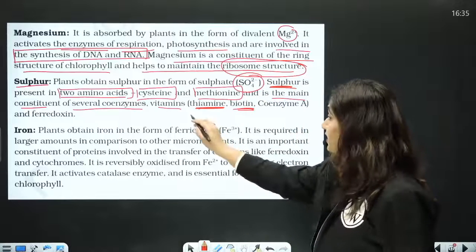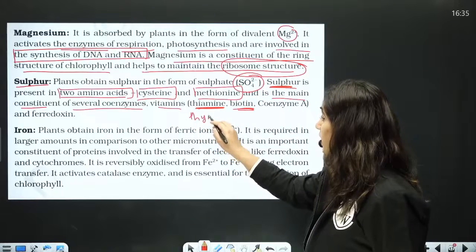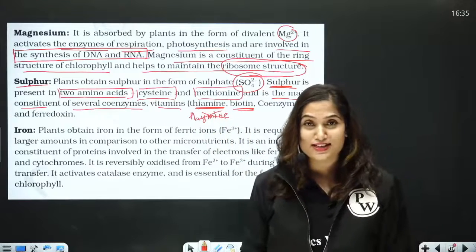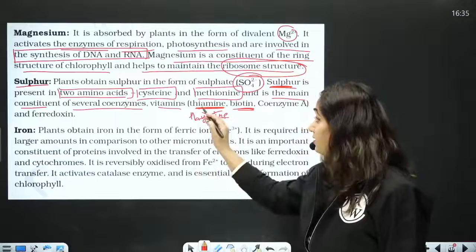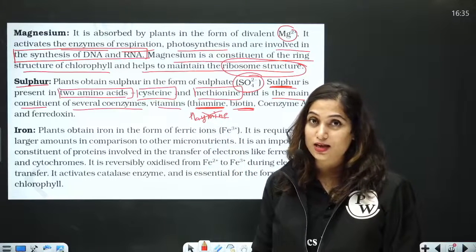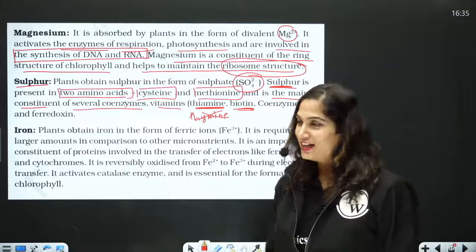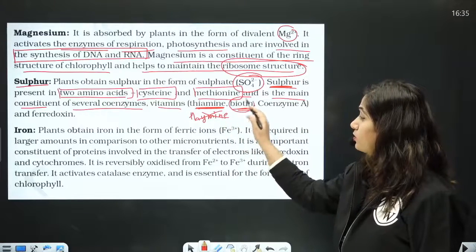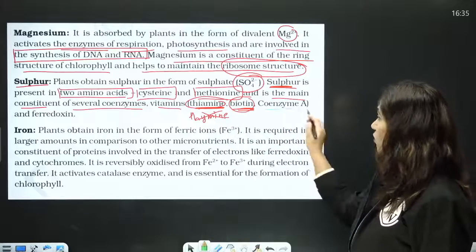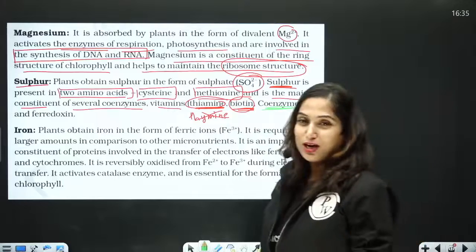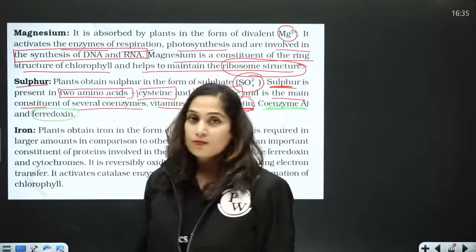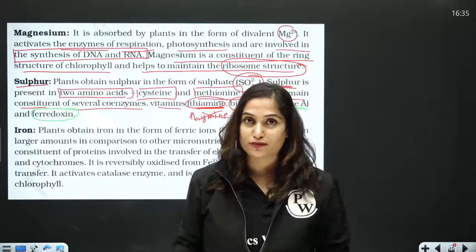Sometimes it will be written as thymine. This will be wrong because thymine is a nitrogenous base and thiamine is a part of the vitamin B complex. So it is not thymine, it is thiamine. Okay. So thiamine and biotin, both of them are part of the vitamin B complex. It is a part of coenzyme A and it is a part of a very important electron carrier, that is ferredoxin. Clear? Very important for sulfur.